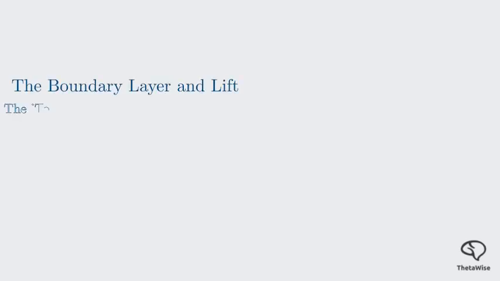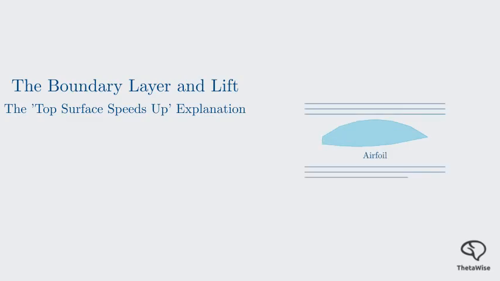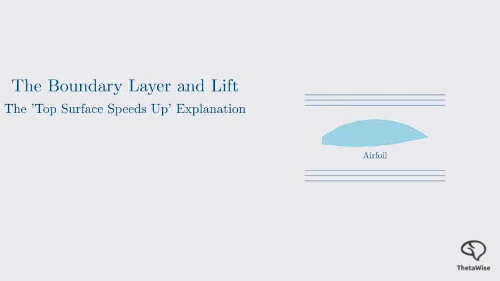This idea of the boundary layer is the secret to understanding how wings generate lift. Let's look at the famous "top surface speeds up" explanation. This explanation suggests that air flows over the curved top surface of a wing faster than the flat bottom. According to Bernoulli's principle, this higher speed causes lower pressure, creating lift. While this isn't the full picture of lift, it's a great example of the boundary layer secret.